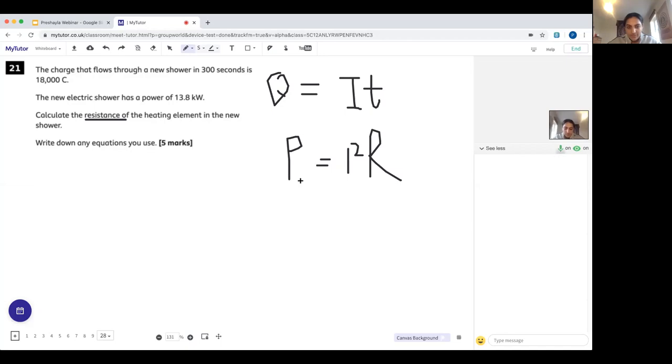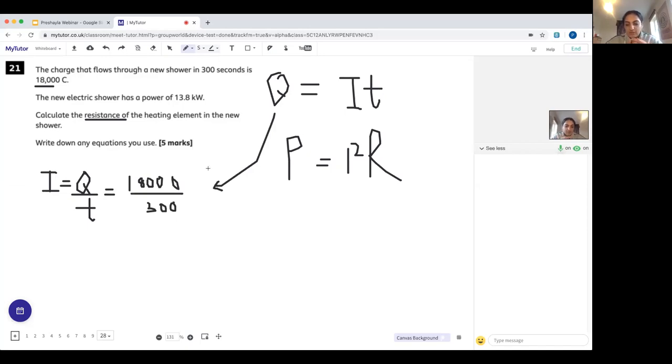So first of all, we need to find current. So current from this equation, when you rearrange it, you get I equals Q divided by T. We've been given Q is 18,000, and we've been given time is 300. So if we do 18,000 divided by 300, we get 60. So we know that our current is 60 amps.